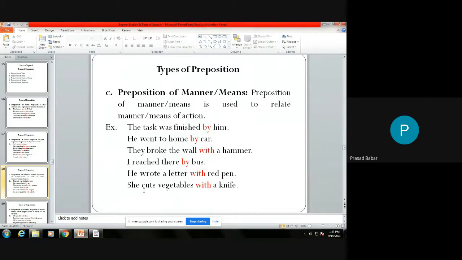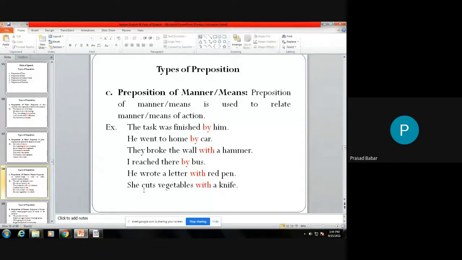Then the next example is: he wrote a letter with a red pen. So here "with" is the preposition of manner or means, which is working as a preposition and is linking two words. "He wrote a letter red pen" - is it a meaningful sentence? It is not. So "with" gives the meaning to this sentence, and that is why it is called a preposition of means or preposition of manner.